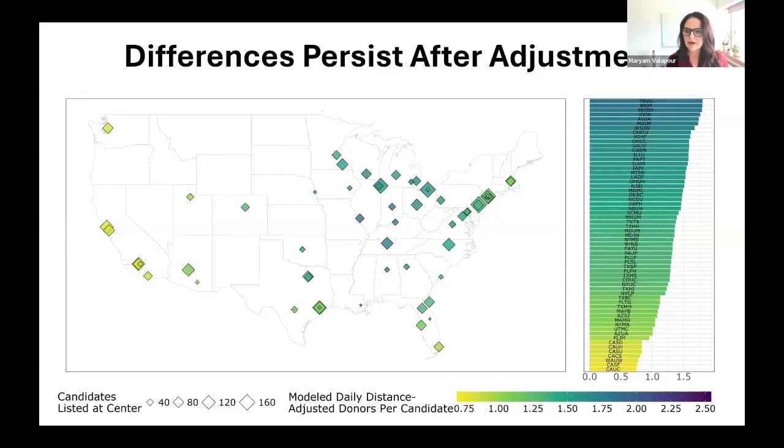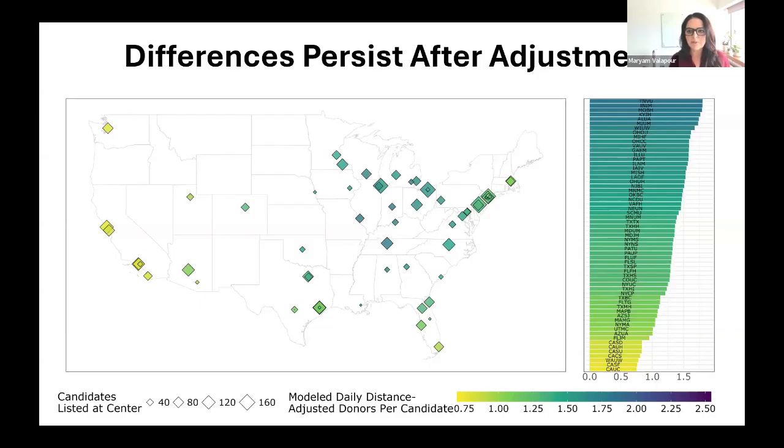This figure is organized exactly like the previous figures. Each diamond represents a transplant center. The colors reflect adjusted donor opportunity per candidate at the centers. So if the patterns we observed in the previous figures were primarily explained by differences in candidate characteristics, we would expect much of the variation to disappear. But that's not what happened.